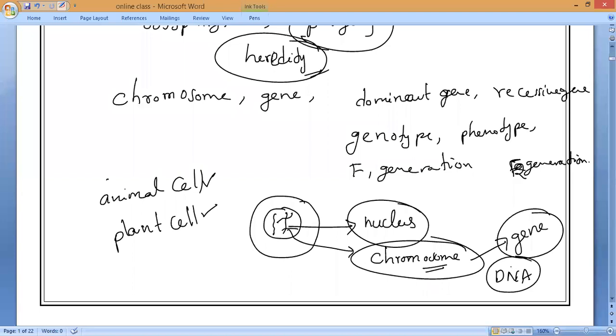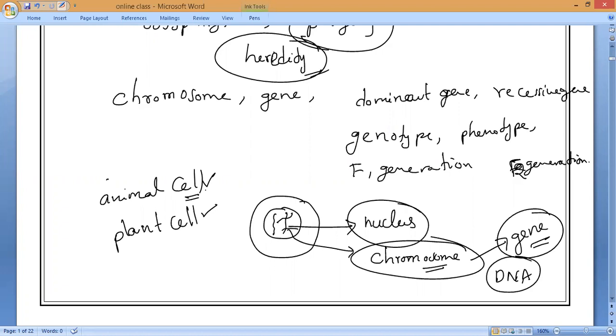Deoxyribonucleic acid, which carries the gene. So that is what we used to call a chromosome. A chromosome is a thread-like structure in the nucleus of a cell. Both plant cells as well as animal cells contain these chromosomes in their nucleus.